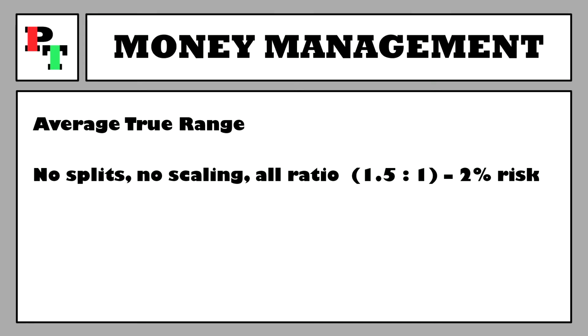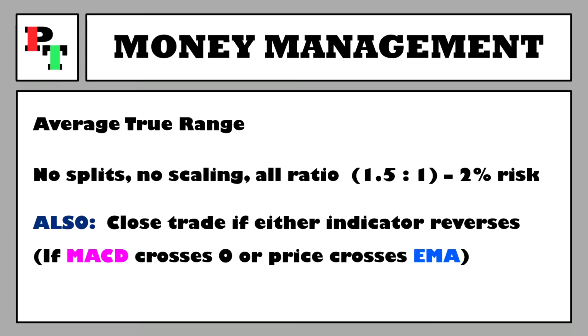We are going all in on ratio. It's going to be 1.5 times ATR take profit value with a 1 times ATR stop loss. This is all just a 2% risk of our capital on each trade, so we're never going to be melting down from losses. And a final trick up our sleeve with money management is that if either indicator reverses against us, we will close the trade.